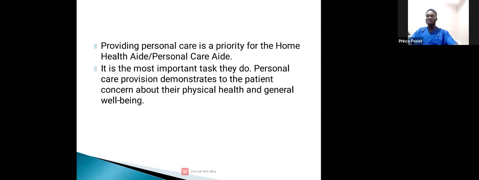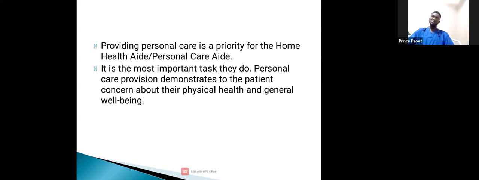So providing personal care is a priority for a home health aide or personal care aide, and it is the most important task they do. Personal care provision demonstrates the patient's concern about their physical health and their general well-being. So personal care is one of the most important aspects of our duty. We take care of the patient's personal hygiene and environment, as well as helping them with movement and transfer and everything.